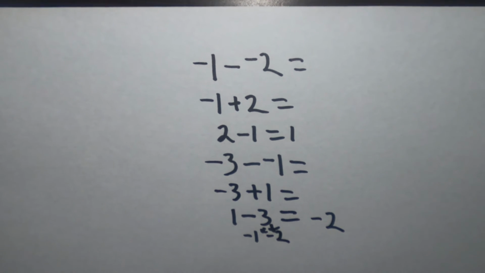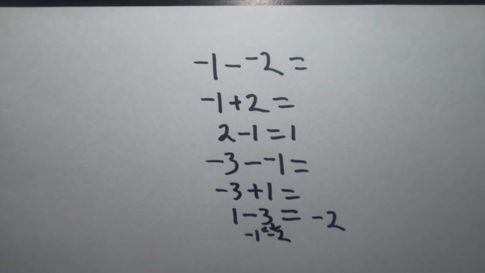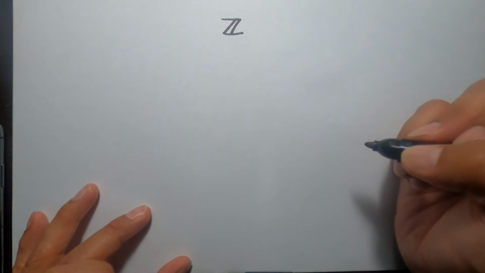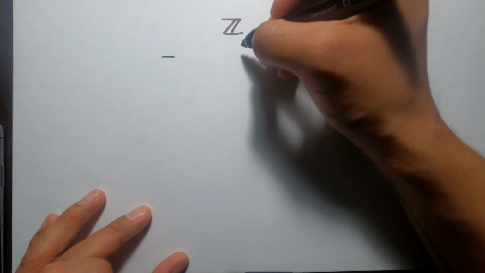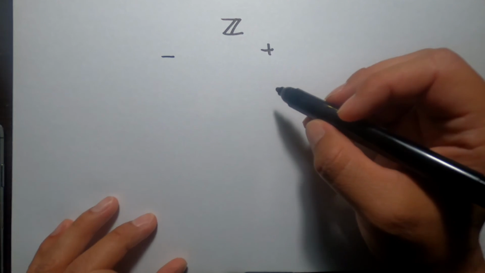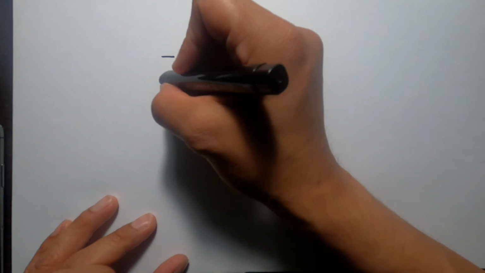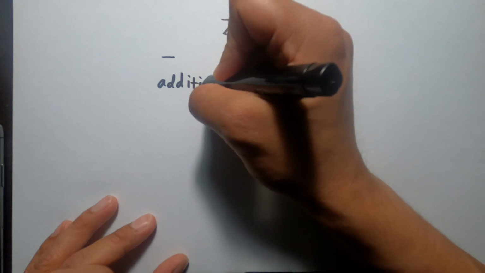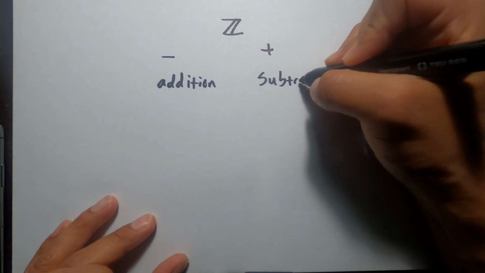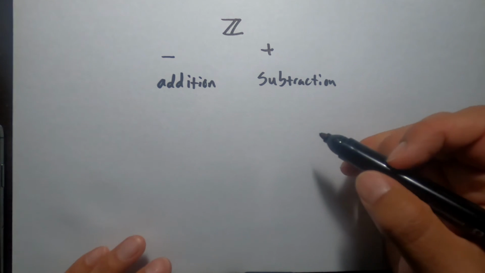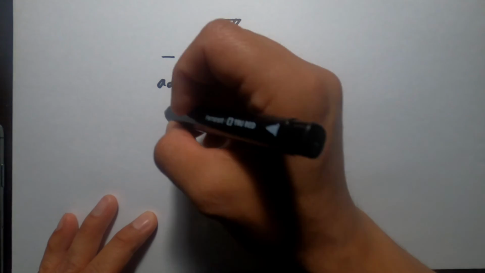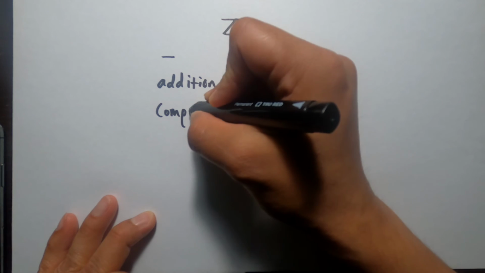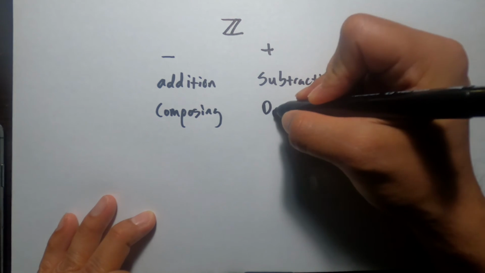But that's the basic idea with addition and subtraction with natural numbers and all integers, which are positive numbers and negative numbers. Okay, so what did we do today? Today we worked with all integers, and with all integers we used negative numbers and positive numbers. The applications we used when working with negative numbers and positive numbers is addition and subtraction. To help make sense of addition and subtraction with negative numbers and positive numbers, we used composing numbers and decomposing numbers.